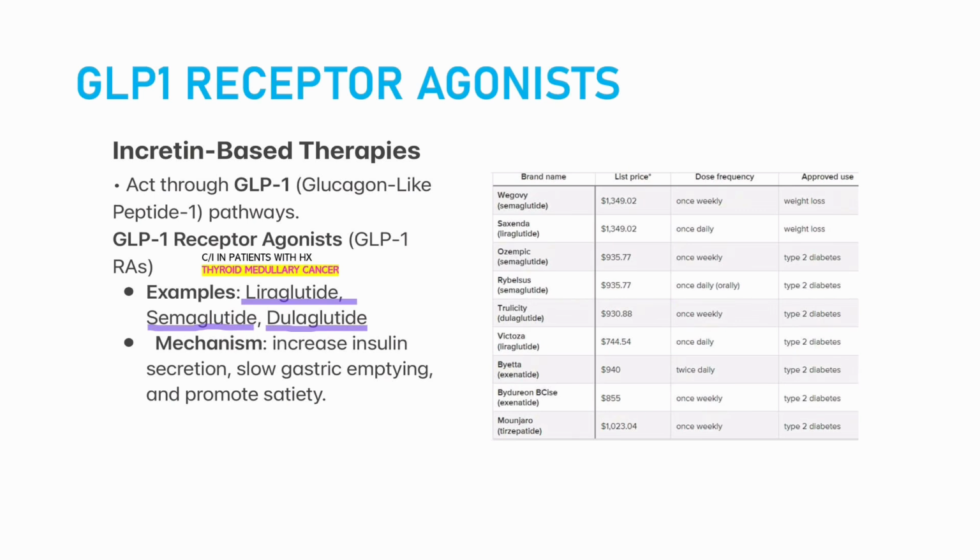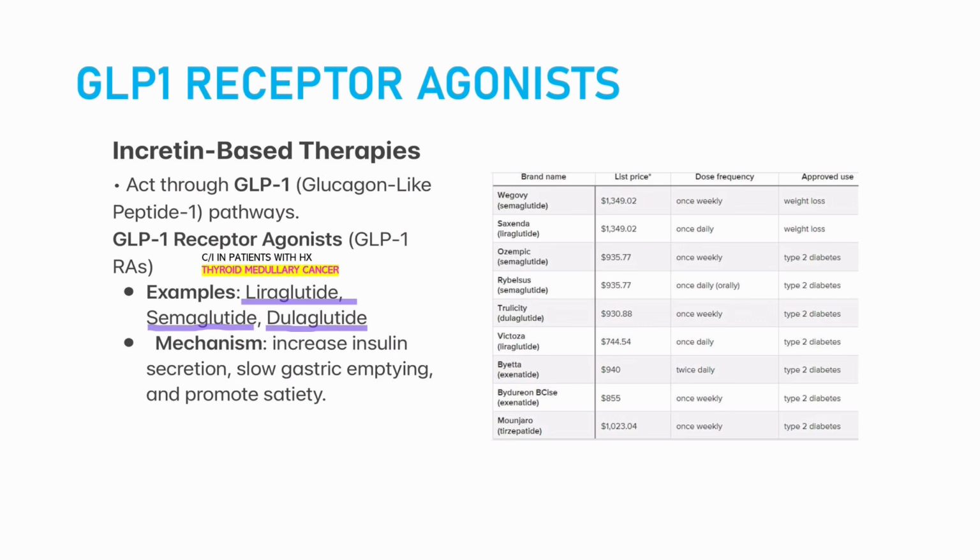Then there is Mounjaro or tirzepatide. This is different from other medications. I'll explain in a minute. And their list price is 1,023 once weekly and it's approved for type 2 diabetes. So Mounjaro is different from other group. It's because it's a dual GIP and GLP-1 receptor agonist medication.